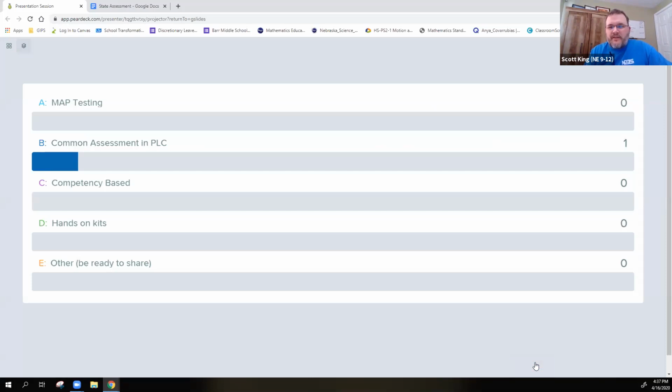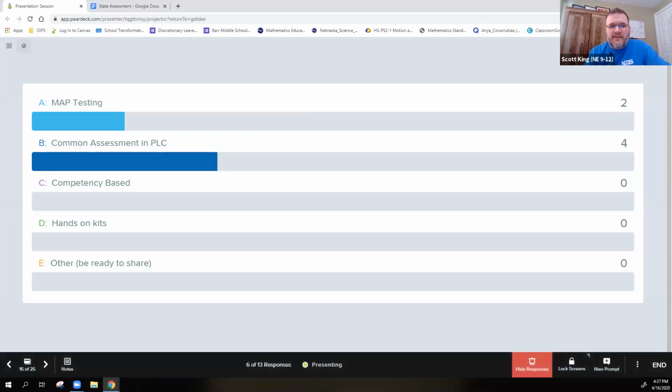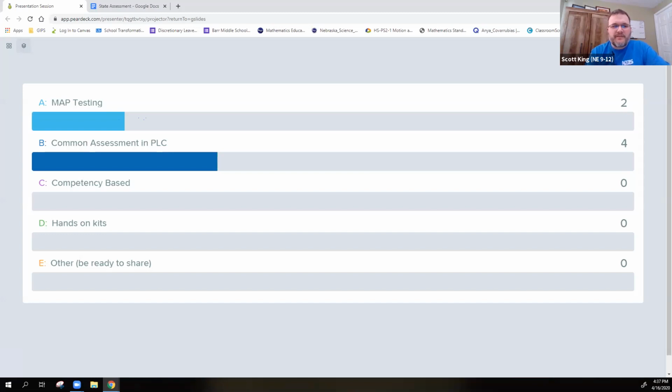If you want to choose other, just go ahead and put that in the chat, and you guys can share the multiple things you do, or you can share a unique thing that happens in your state or in your district that might be different from other people. And like I said, I actually have both of them, map testing and common assessments, in my current district. My previous district, I was the only science teacher, so we didn't worry about common assessments, and I get that may be different for each person.